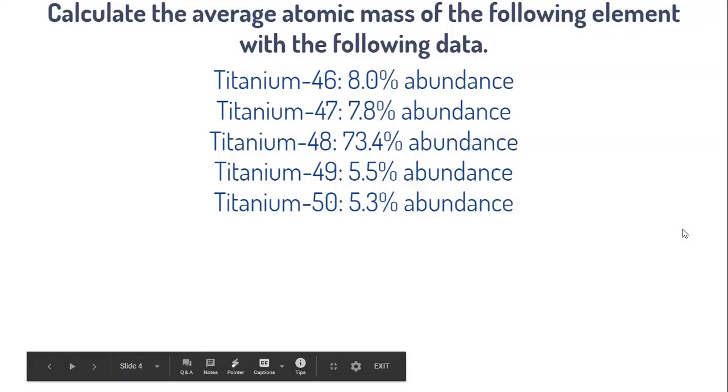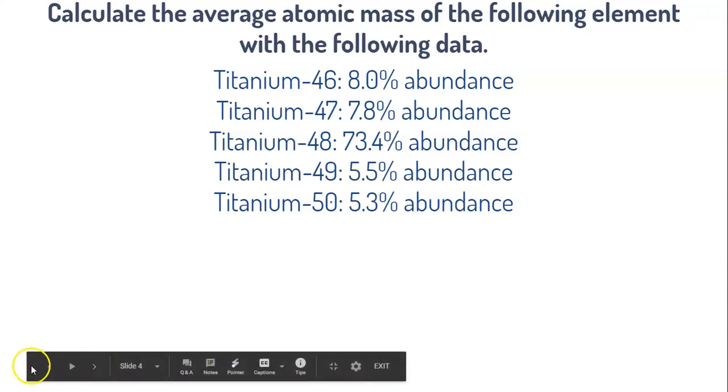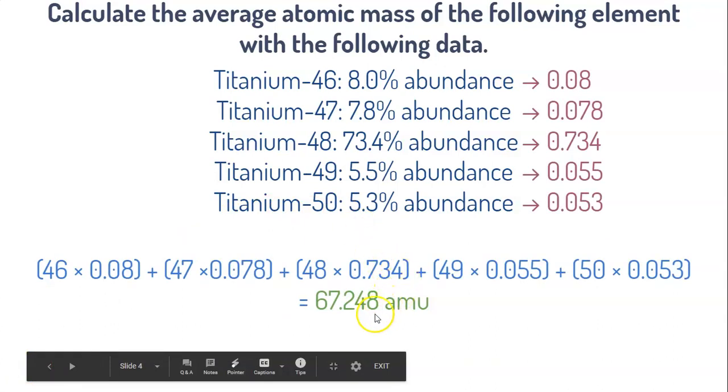And that's it. Okay, so why don't you go ahead and do this example on your own. All right, here's the answer, 67.248 AMU. And that's it.